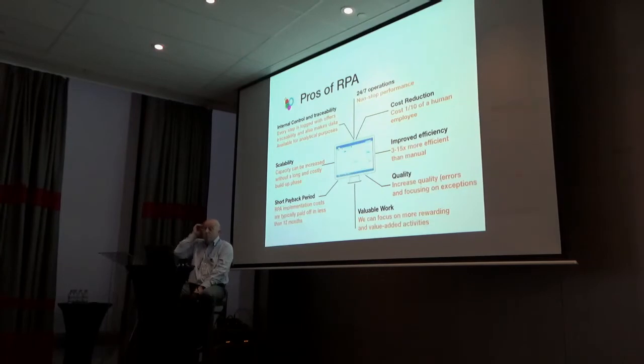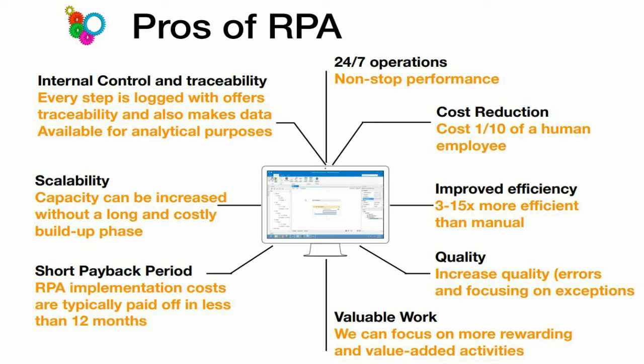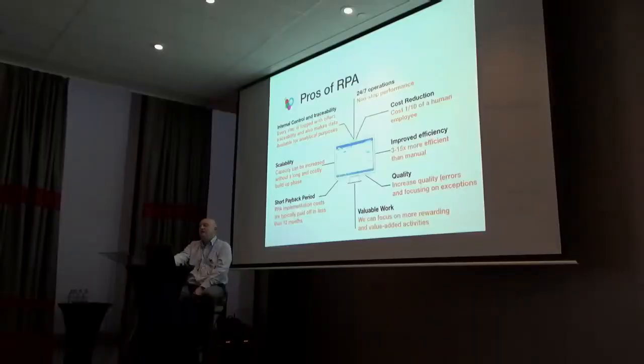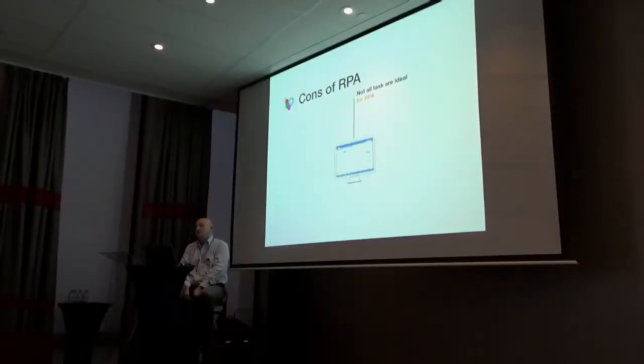And internal control and traceability. You can trace everything, you can have enough analytics, and you can use the product that Morio showed you to say that there is good traceability with RPA. Now, if you look at the disadvantages of RPA, all the tasks are not ideal for RPA. Some tasks, if you have a lot of manipulation or reflection in some process, RPA cannot do it.